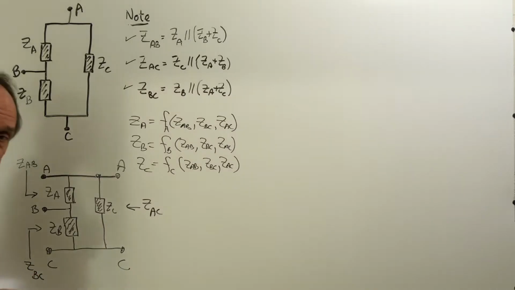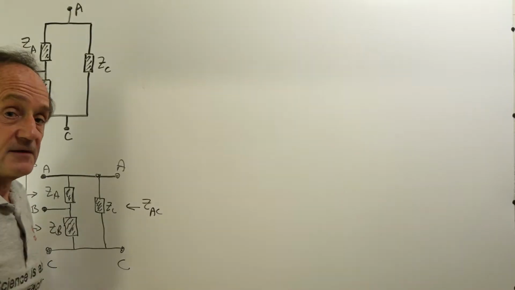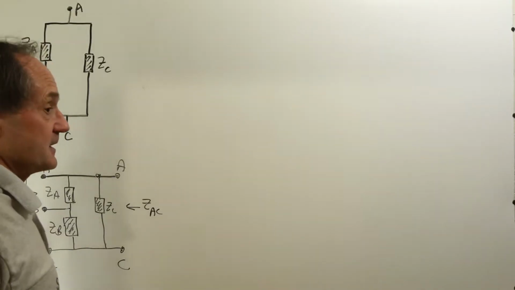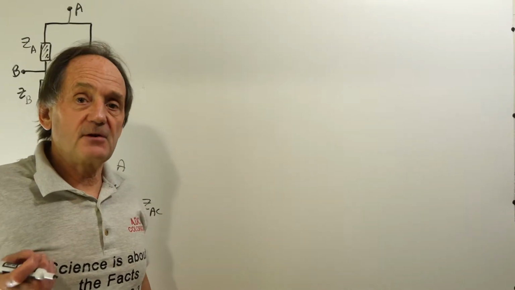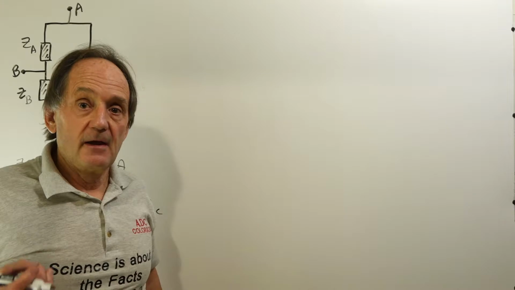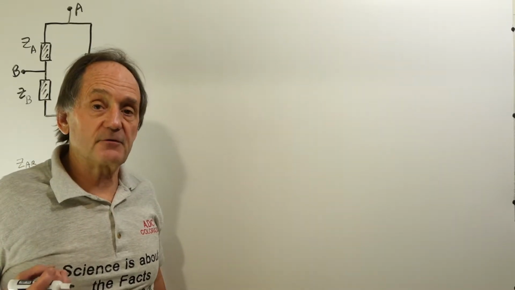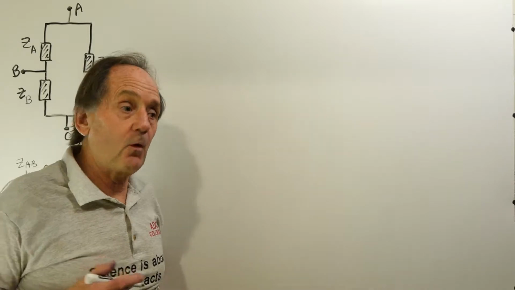Now I'll show you how I solved it. Okay, the way I solved this network is I borrowed a transformation that's commonly used in the power industry in 3-phase power. It's called the Y to delta transformation and the delta to Y.